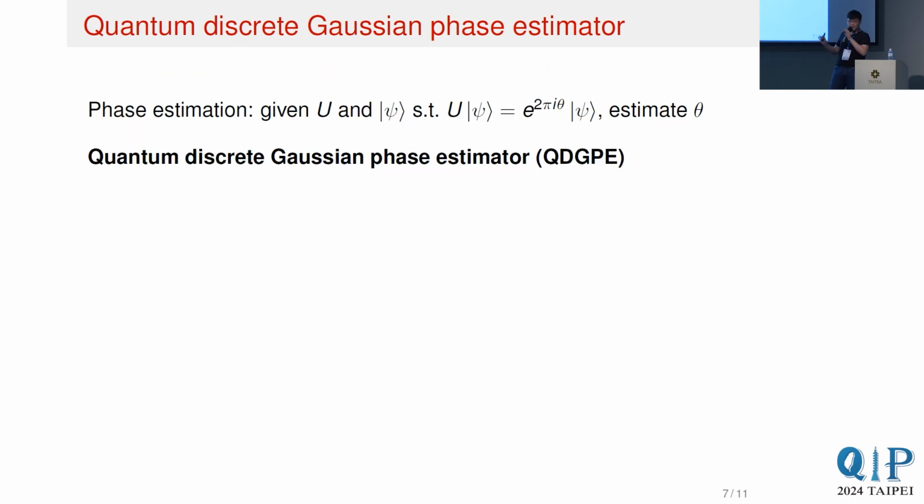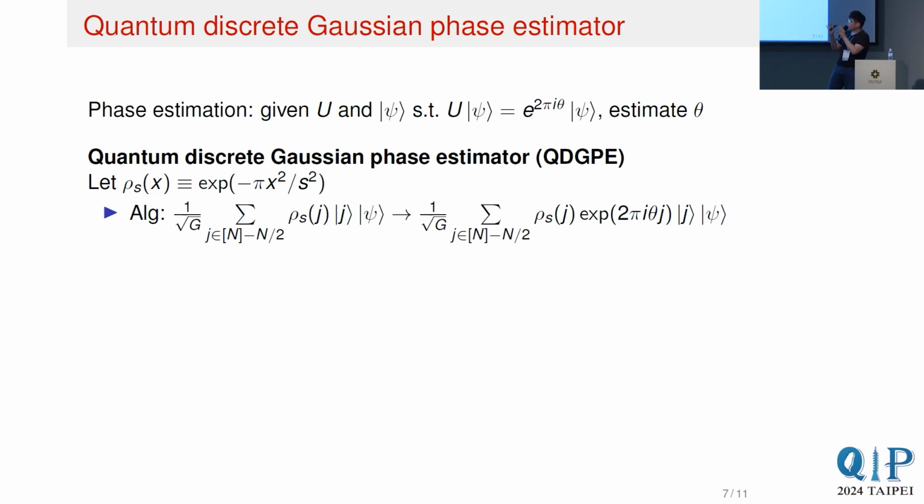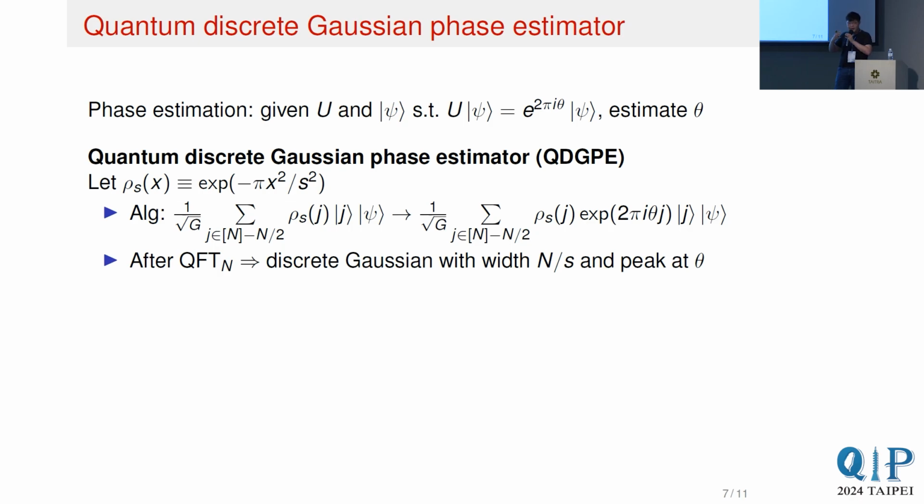In our discrete Gaussian phase estimator, instead of the uniform superposition, we prepare the discrete Gaussian state at the very beginning. After applying the controlled unitary, we have the corresponding phase kick in front of the corresponding computational basis states. Again, by applying the quantum Fourier transform, we end up with a new discrete Gaussian distribution with a peak at theta, but its standard deviation is capital N over S. After measuring this and some reasonable rescaling, we end up with an estimator with a small sub-Gaussian additive error.